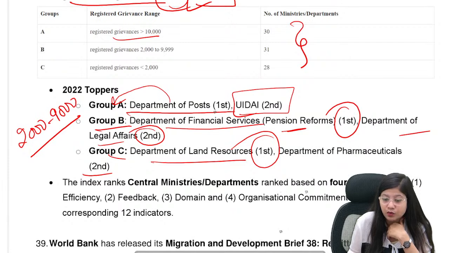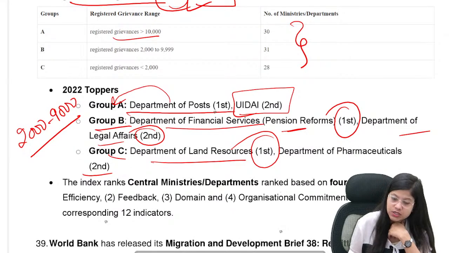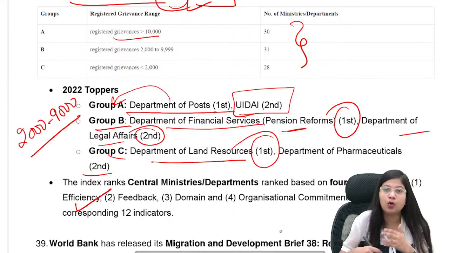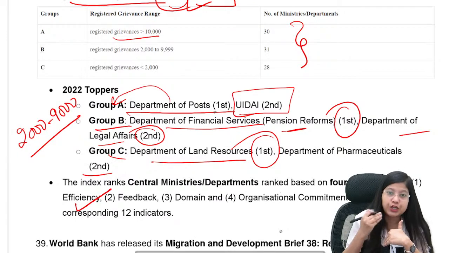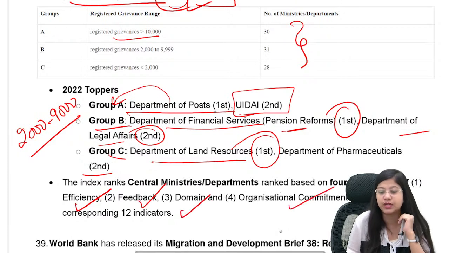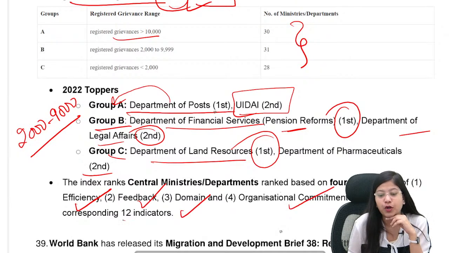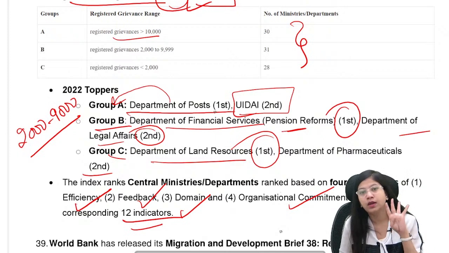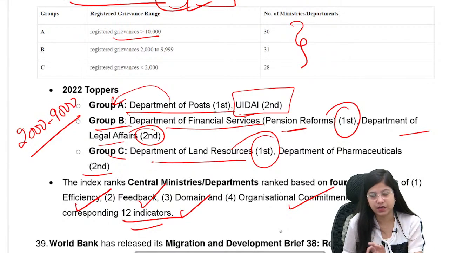The index ranks on 4 dimensions. So first is efficiency. How efficiently have you catered to the grievance of a person? Then feedback, then domain and organizational commitment, corresponding 12 indicators. Okay, 4 parameters, 12 indicators. Do remember.